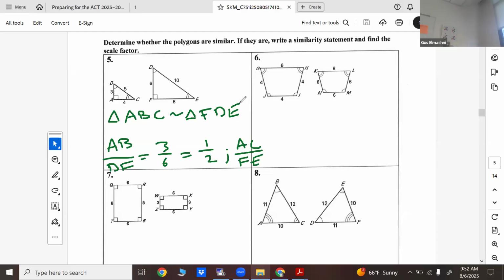Because the right angles have to line up. The small angles have to line up. The other angles have to line up. My apologies. ABC and FDE. Please make that correction. That was bad. ABC is similar to FDE. So 3 to 6 equals 1/2.